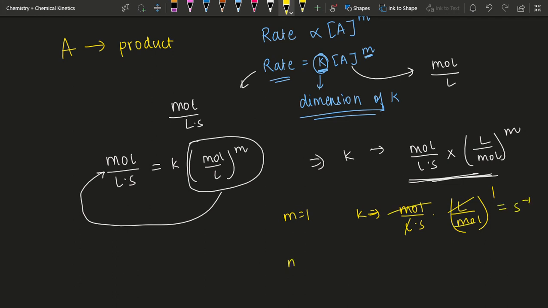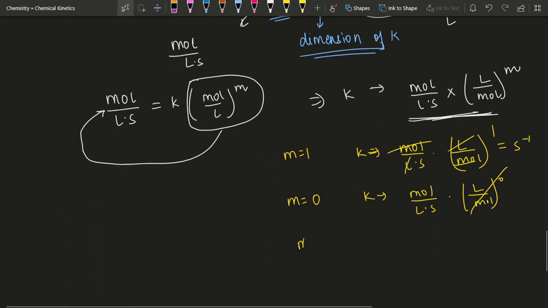If you have m equal to 0, those are called zero order reactions, and we will talk about them. But for now, if you want to calculate the dimension of k, that's just moles per liter second times liters per mole to the power 0, and that's just 1. So you just put it out, and that's the unit for k.